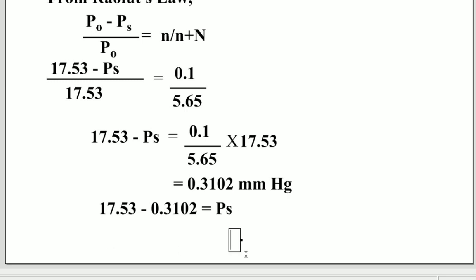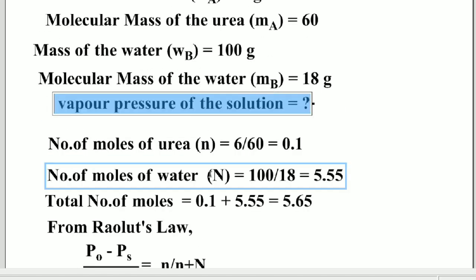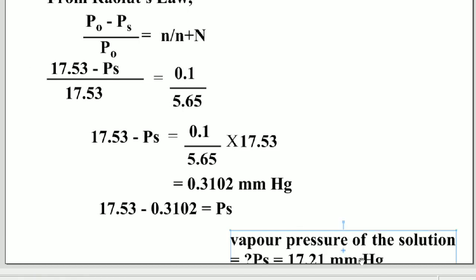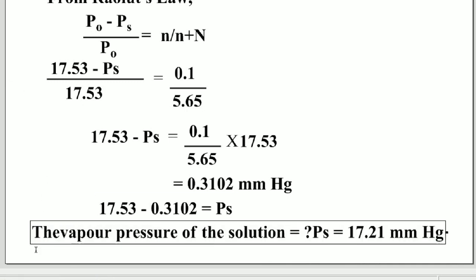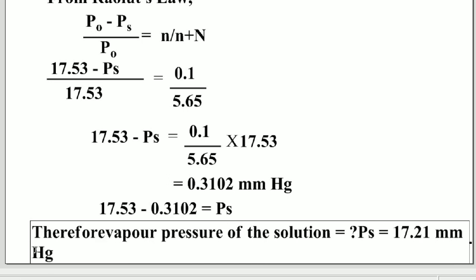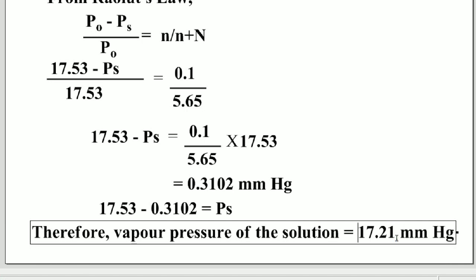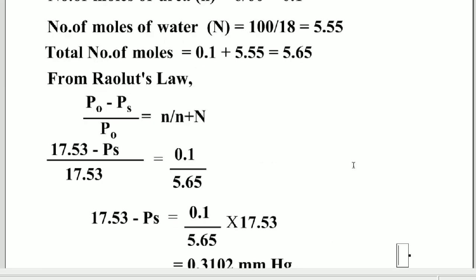Therefore PS is equal to 17.21 mm of Hg. 17.21 mm of Hg is the vapor pressure of the solution. Therefore the desired vapor pressure of the solution is equal to 17.21 mm of Hg. Okay students, I hope you clearly understood the present problem.